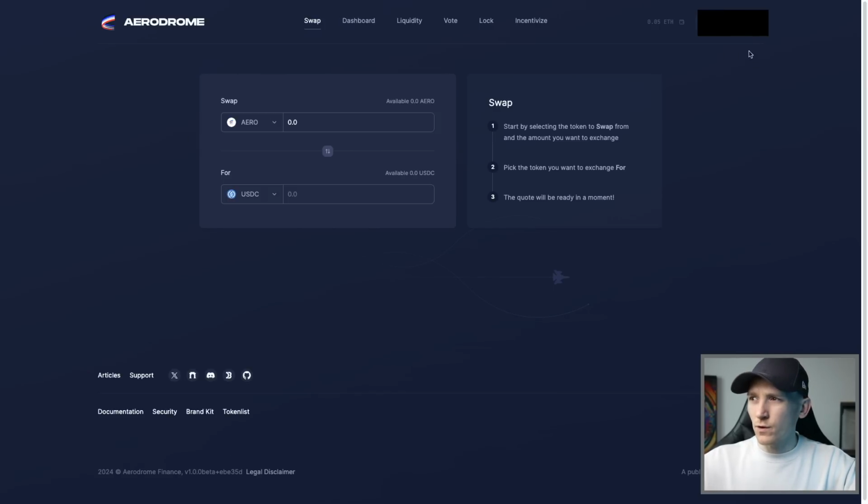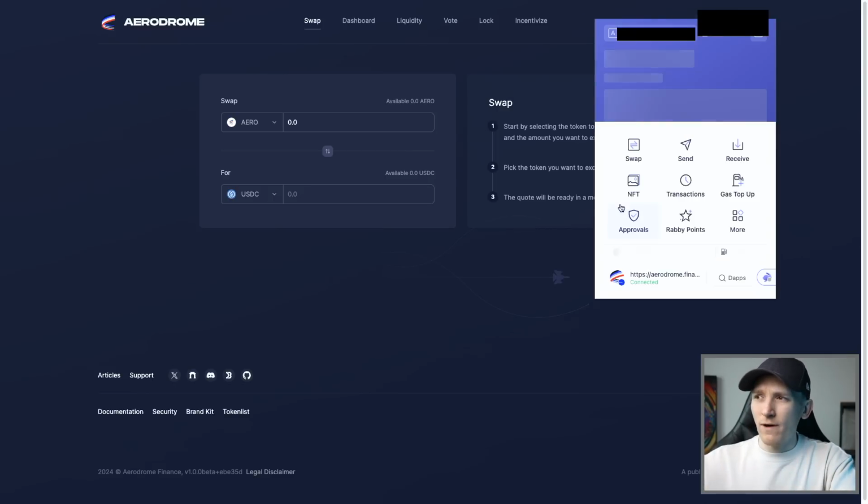Once you've got your wallet set up, I can show you here on Rabby. You don't need to add the Base network into your account or anything like that. It just automatically connects to the Base network on Aerodrome. But of course, we need some ETH on our Base network. Base uses ETH for gas, so we need to actually get that into our Base network.